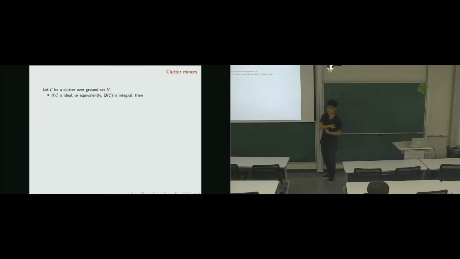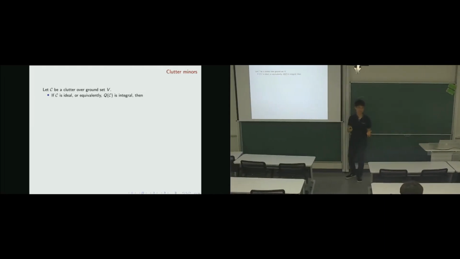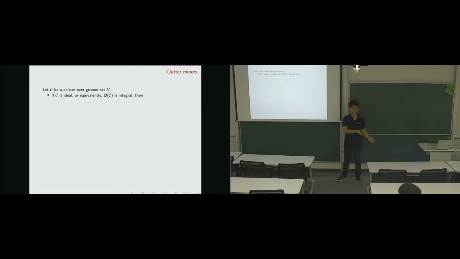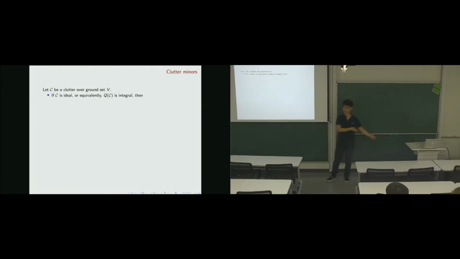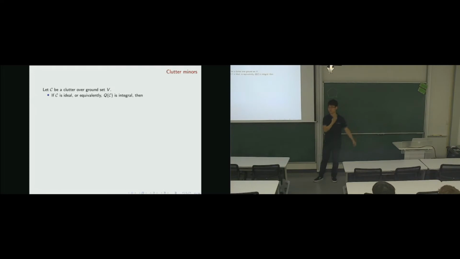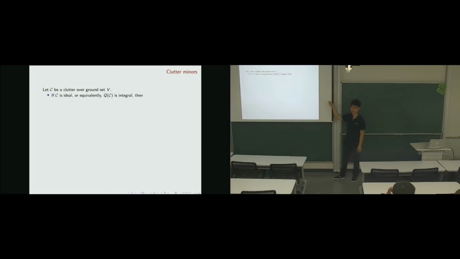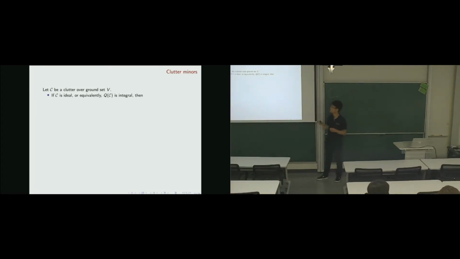Okay. So far, I gave you some examples of ideal clutters and non-ideal clutters, and let me move on to some important notions in ideal clutter theory. So the first notion is the notion of minors. So there are graph minors and matrix minors. They are actually relevant to clutter minors. But I'm not going to define the connections, but I'm going to define what the clutter minors are here.